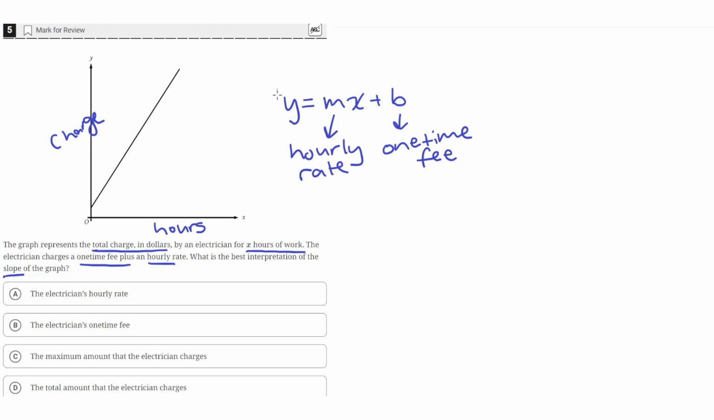And for equations of the form y equals mx plus b for a straight line, the slope, which is the value of m, which is the coefficient of the independent variable, which is x in this case, or the hours worked. So m here is the hourly rate, which is the slope of this line. So the best interpretation of the slope is that the slope is the electrician's hourly rate. So the answer is A.